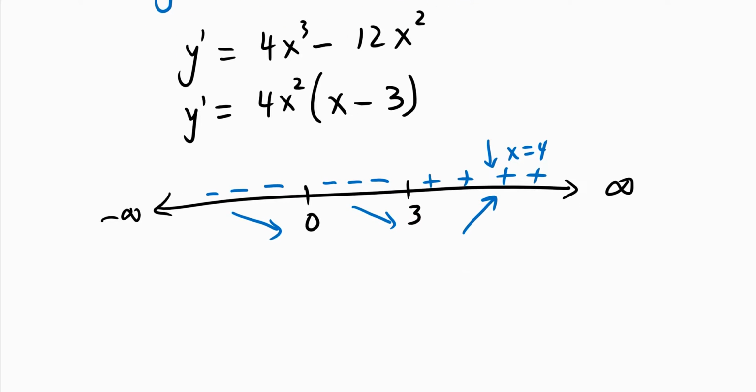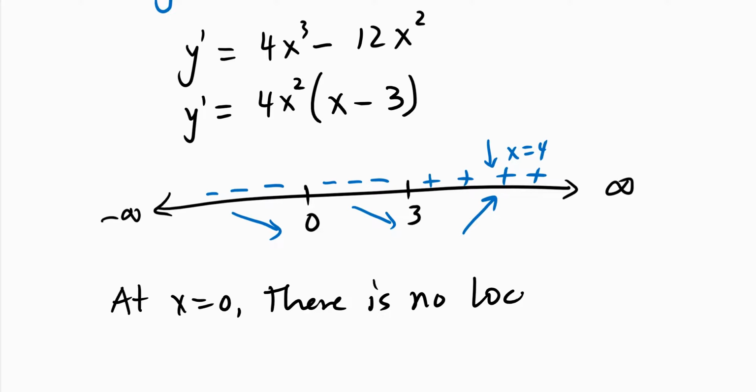Negative to negative, like at 0, so at x equals 0, there is no local min or local max.